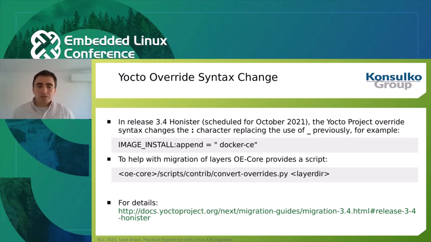So here you can see a very simple example of how IMAGE_INSTALL now appends Docker to your image. This is an example that I've picked because of the compile strategy that I've mentioned previously. If you have already existing layers which are not yet converted to the new syntax, OE-Core provides a convenient script which can help you to migrate to the new version. And keep in mind that although this syntax is not available in Dunfell, the current LTS version, it will most probably make it to the next LTS version of the Yocto project. So it's something worth considering.